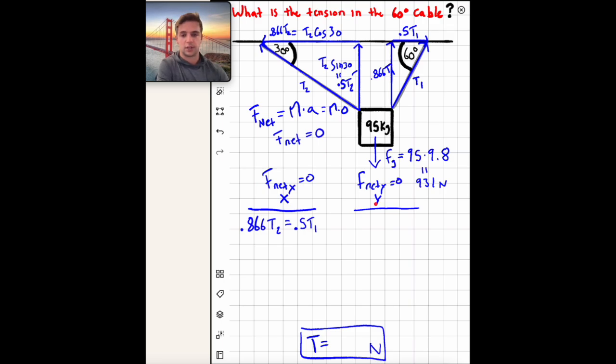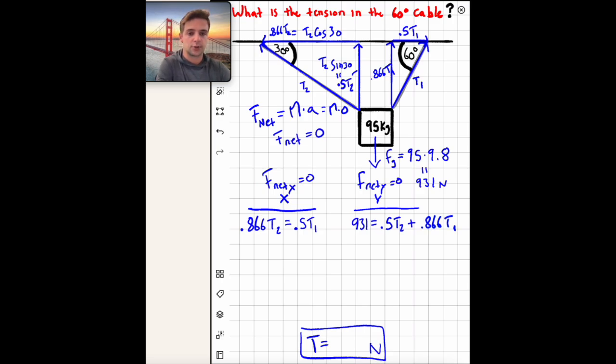Now in the y direction, we can do the same thing. This downward pull of gravity must be equal to the combined upward pull on the block since it's not accelerating. Now we know the force of gravity is 931, so we can say 931 is equal to the combined upward force, which is 0.5 T2 plus 0.866 T1. Okay, at this point, we've really done the hard part.